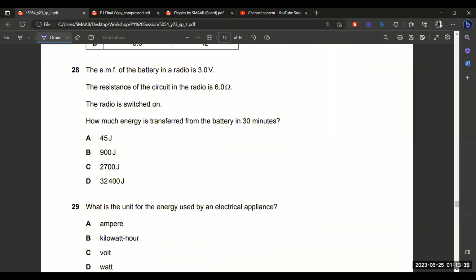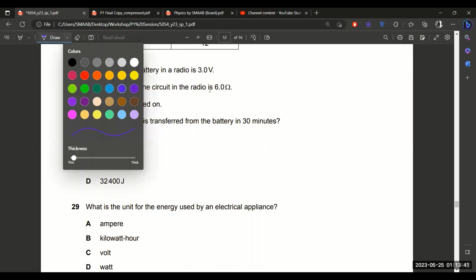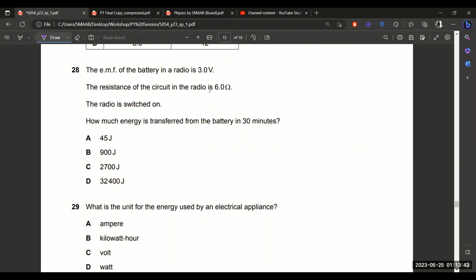Okay, question number 28 is related to practical electricity. Let's check out what values are mentioned in the question. The EMF of the battery in a radio is 3 volt, so basically there is a voltage or a potential difference. The resistance of the circuit in the radio is 6 ohm.